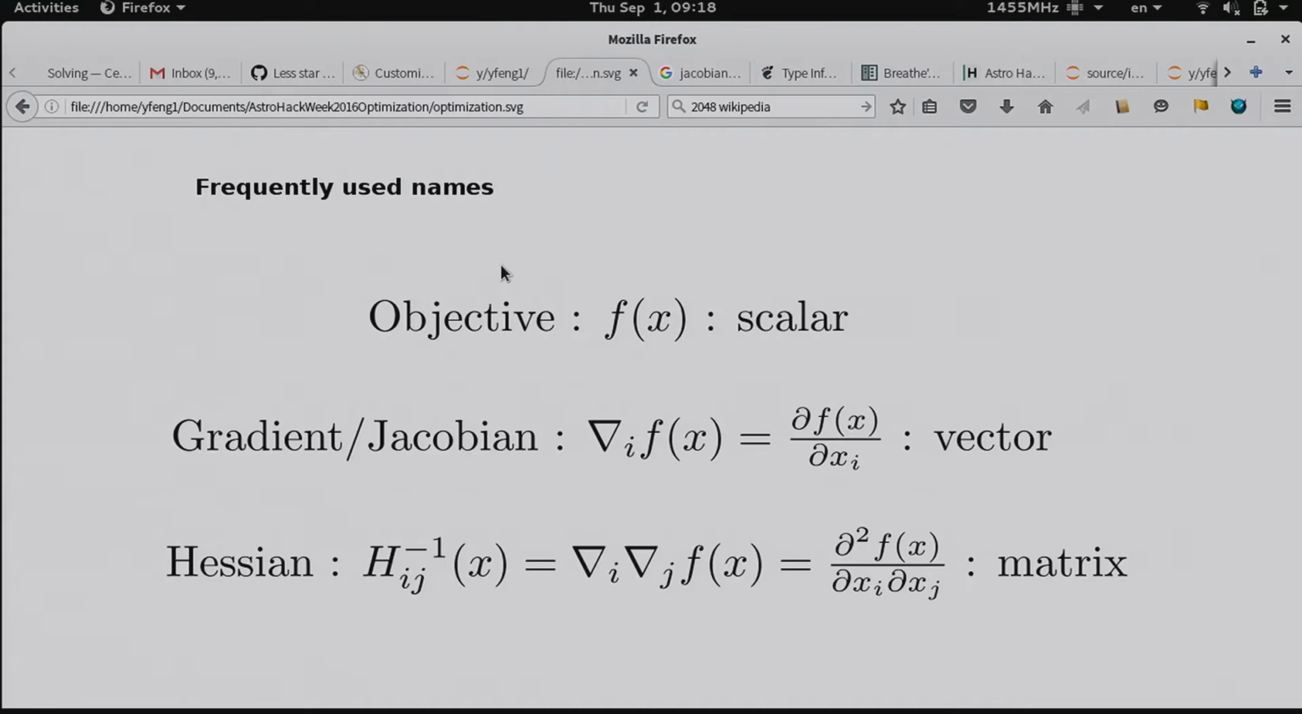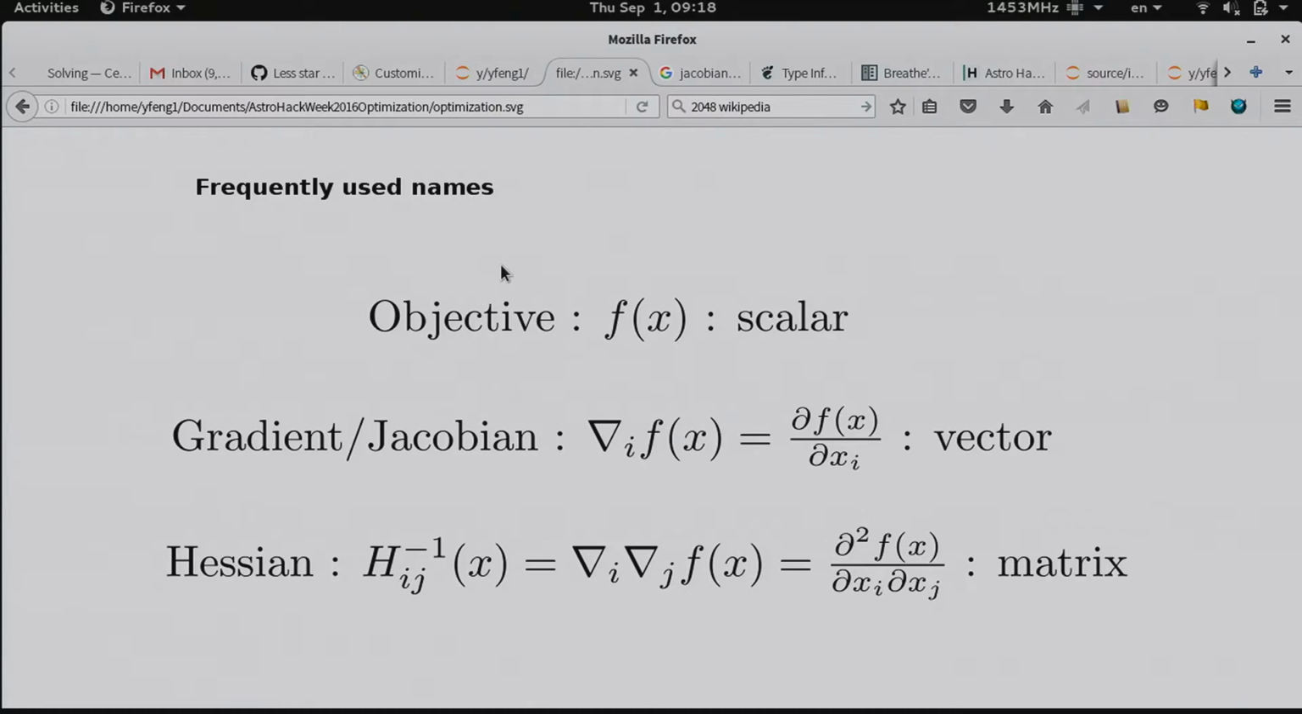The second order derivative is the Hessian. As you can imagine, the more derivatives we take, the more dimensions this quantity has, so the Hessian is a matrix. In the literature, usually H stands for the inverse of the Hessian, so there is this -1 twist there. When you see H in the literature, it's the inverse of the Hessian.